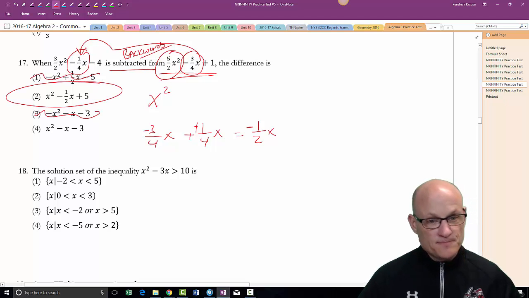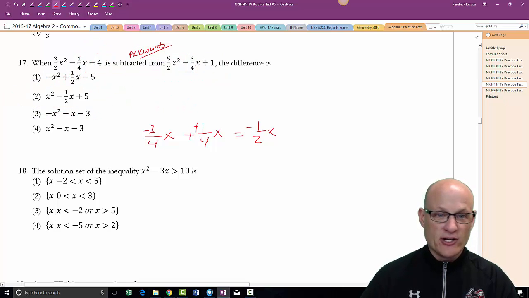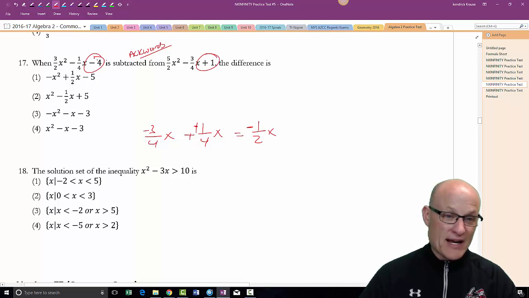There's the big winner. And if you take 1 and you subtract off negative 4, you get 5. Actually, that would be the easiest place to start, right? Because if you do that, you're done. 1 minus 4 minus negative 4 is 5, and you're finished. All right.